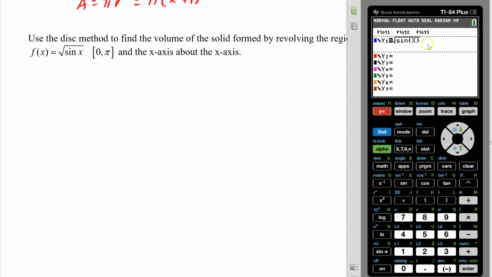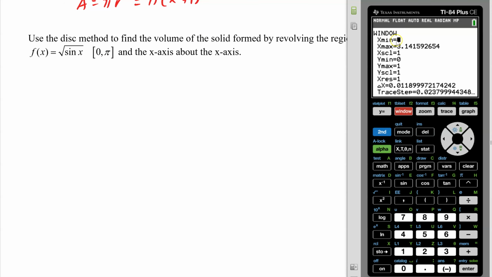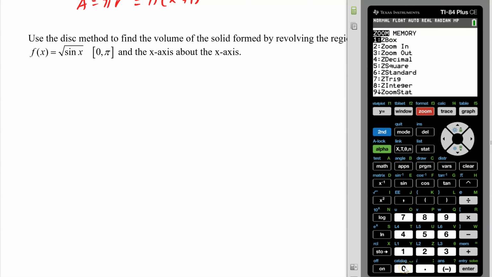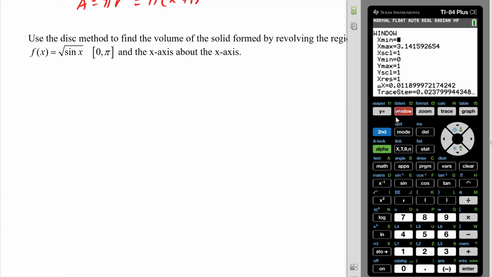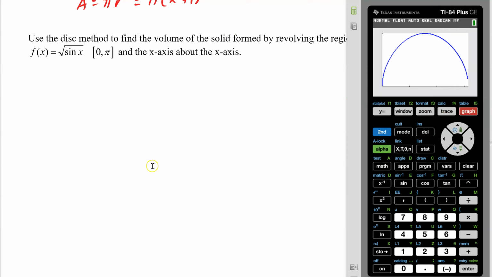So we plug it in, put our window of 0 and pi, and then zoom fit, that's 0. And it'll graph it perfectly for us. Now we don't have to worry about here because 0 and pi are both going to give us 0. So we're good. So you hit trace, second pi, and hit there. You'll see we're at 0 already. So we don't have to go back to the window and change our y-min to 0. It's perfect. So let's draw that picture.